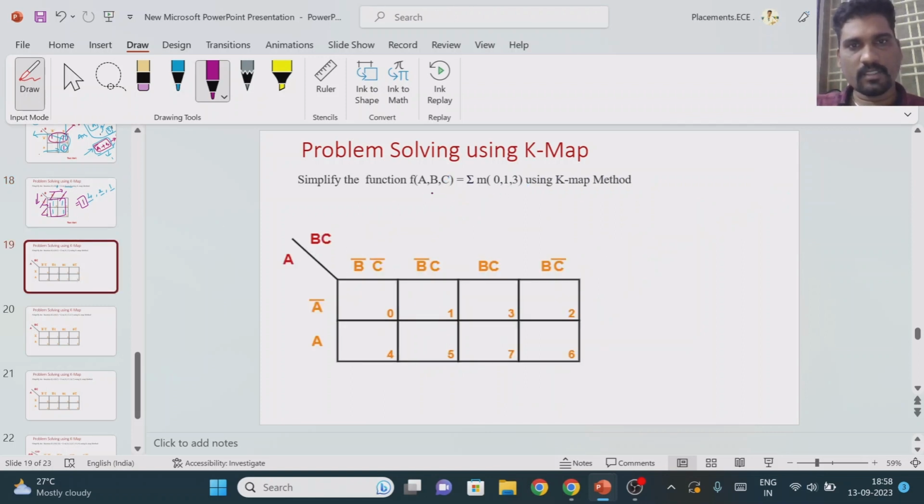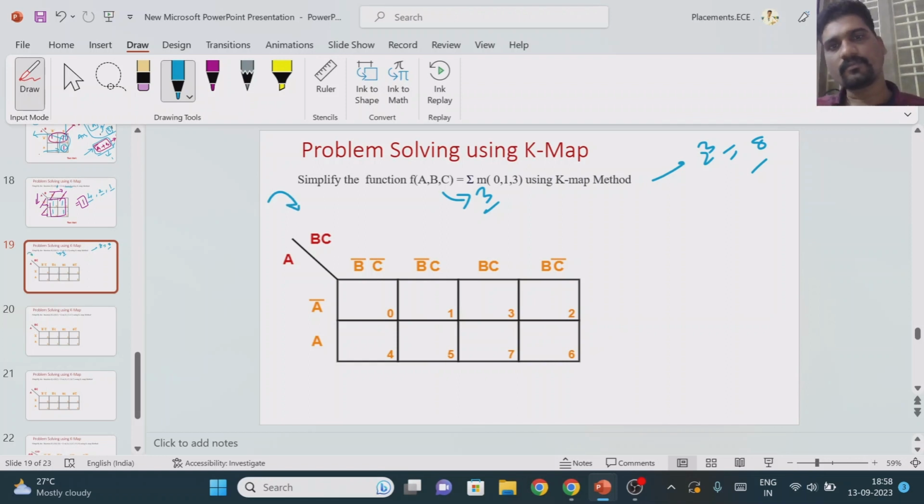Now come to the second question. The given function is f of a, b, c. It means we have 3 input variables. For 3 inputs, which K-map do we need to consider? A 3 variable K-map. How many cells will be there? 2 power 3, so we will have 8 cells, as we discussed earlier. Now what are the given minterm values? Minterms means SOP function, representation of the ones. Remember that point.